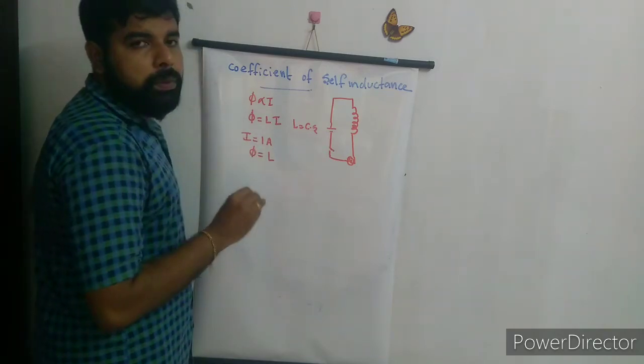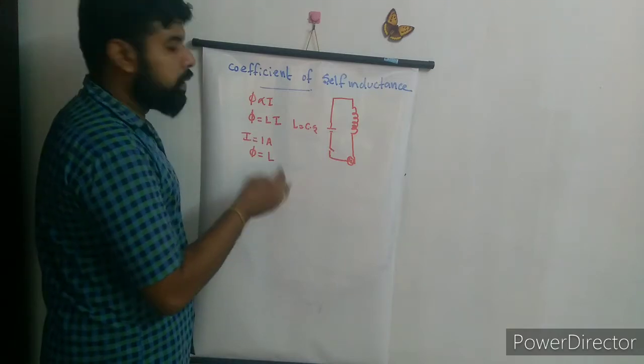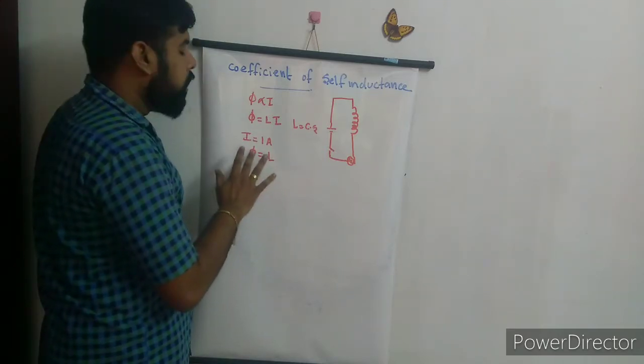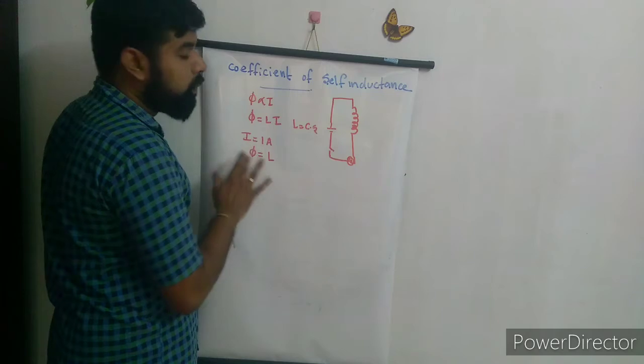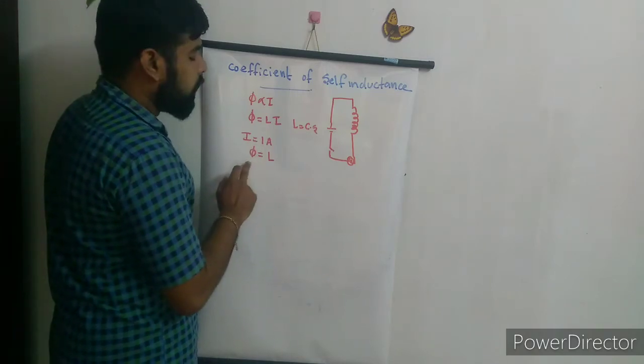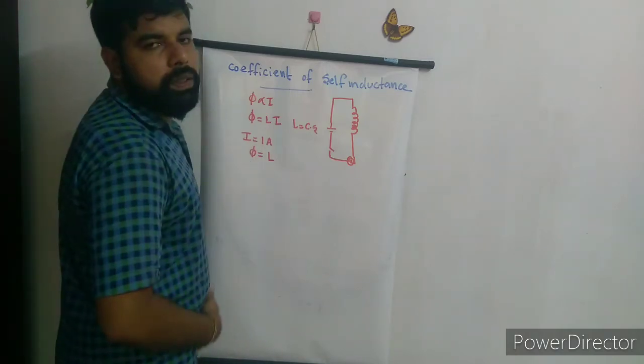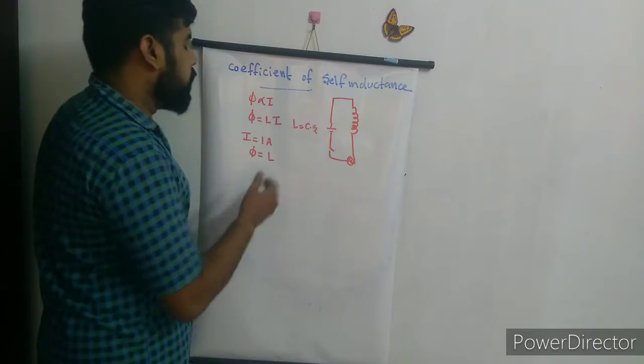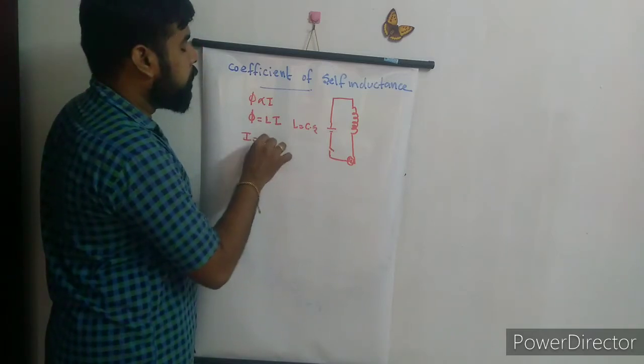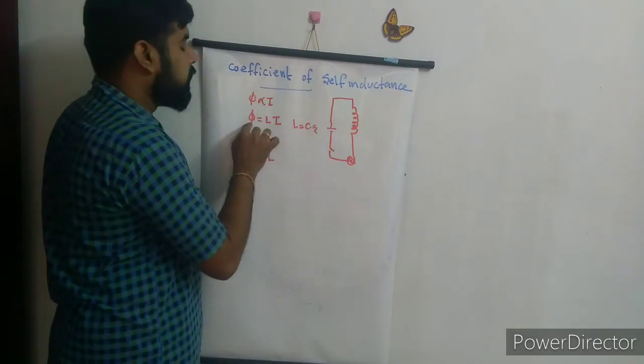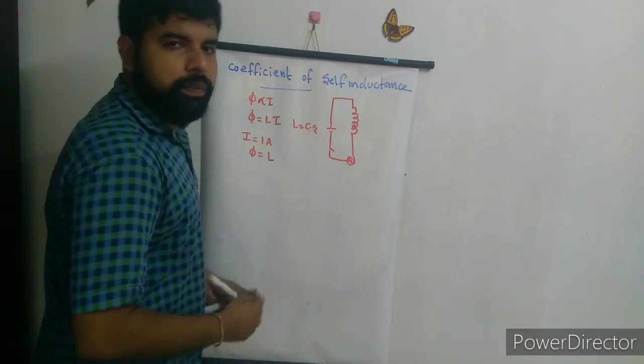Now, with circuit current 1 ampere, the flux is equal to the coefficient of self-inductance. Circuit current 1 ampere, flux equals coefficient of self-inductance.